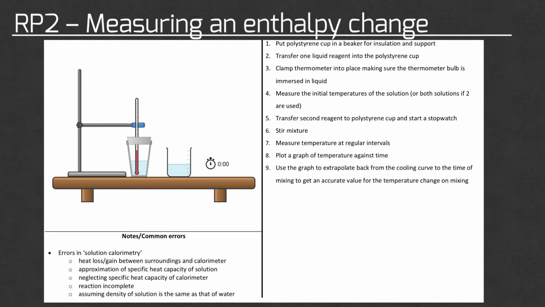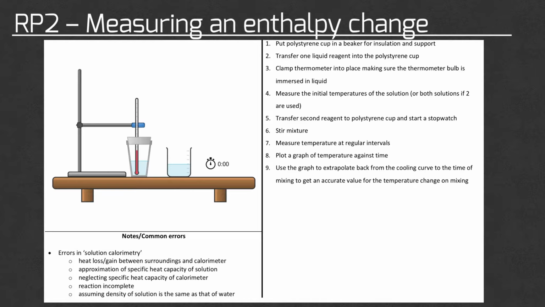You'd need to measure the initial temperature of the solution. If you're mixing two solutions together to get an enthalpy change, you'd need to measure the temperature of both. You'd then transfer your second reagent to the polystyrene cup and start the stopwatch. You would then need to stir both solutions so they are mixed together, and you'd then measure the temperature at regular intervals. Once you've completed your measurements, you then plot a graph of the temperature against the time, and you can then use the graph to extrapolate back from the cooling curve to the time at which they were mixed to get an accurate value for the temperature upon mixing.